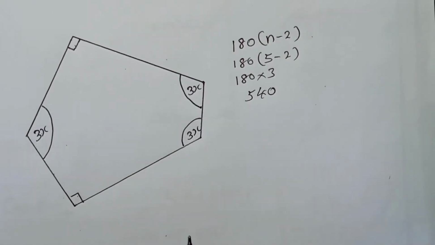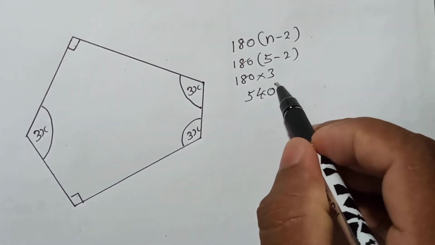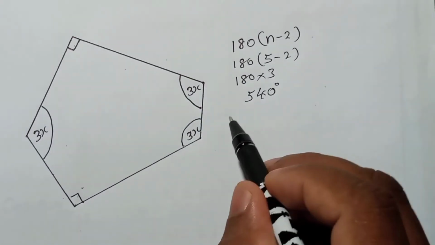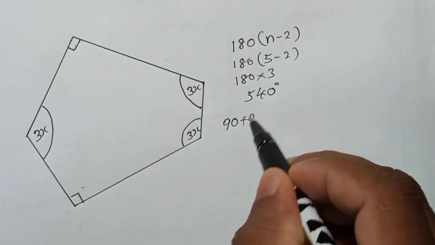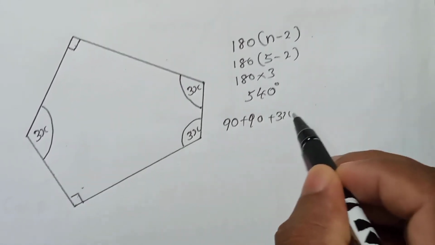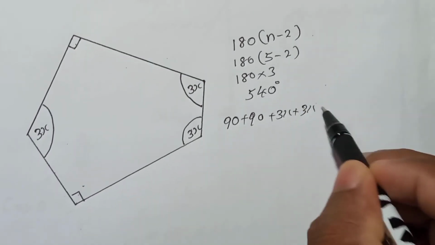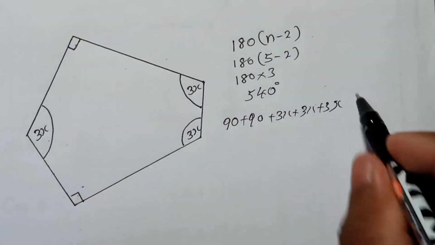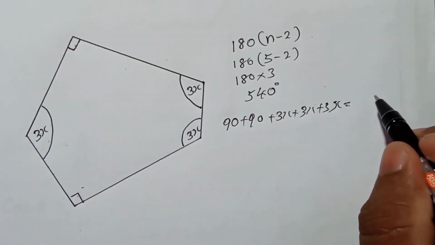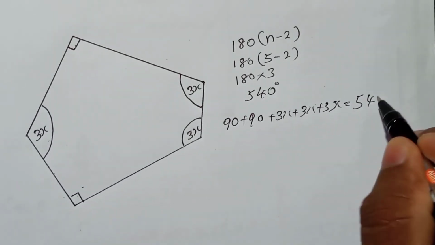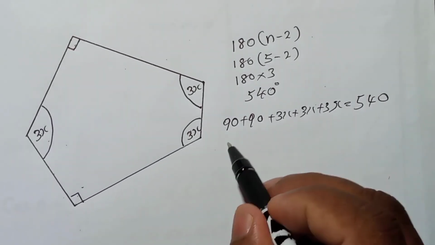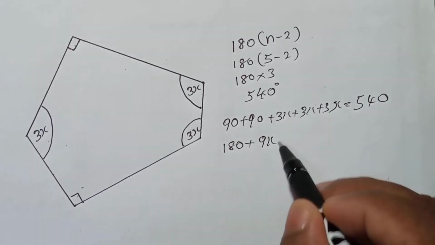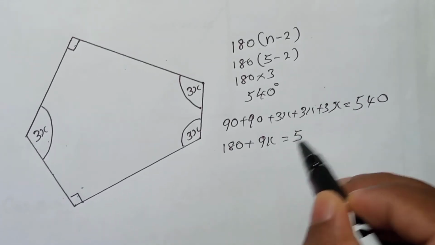Now you can write, because 540 is all the interior angles together, if you add them together it will be 540. So we can write 90 plus 90 plus 3x plus 3x plus 3x, that's all 5 angles, this and this and this too. So this all must be equal to 540, right? Now here will be 180, here will be 9x, 3x plus 3x plus 3x, so here will be 540.